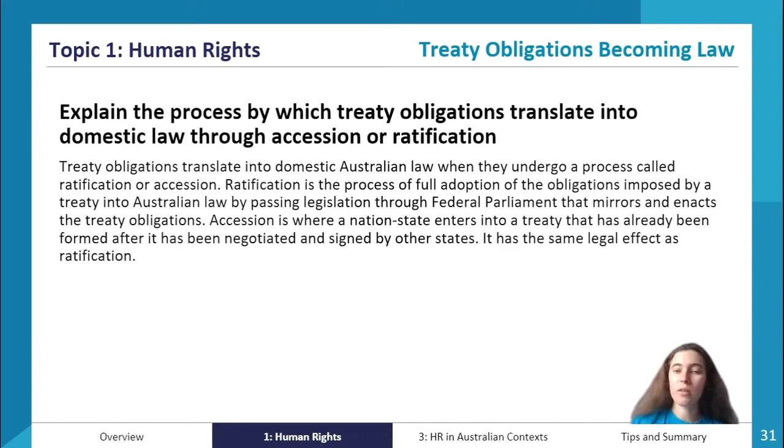So here we've got this idea of negotiation. So other states may have already implemented the convention or the treaty, but this country, so in our case Australia, may have a delay in doing that, and that would be extension.